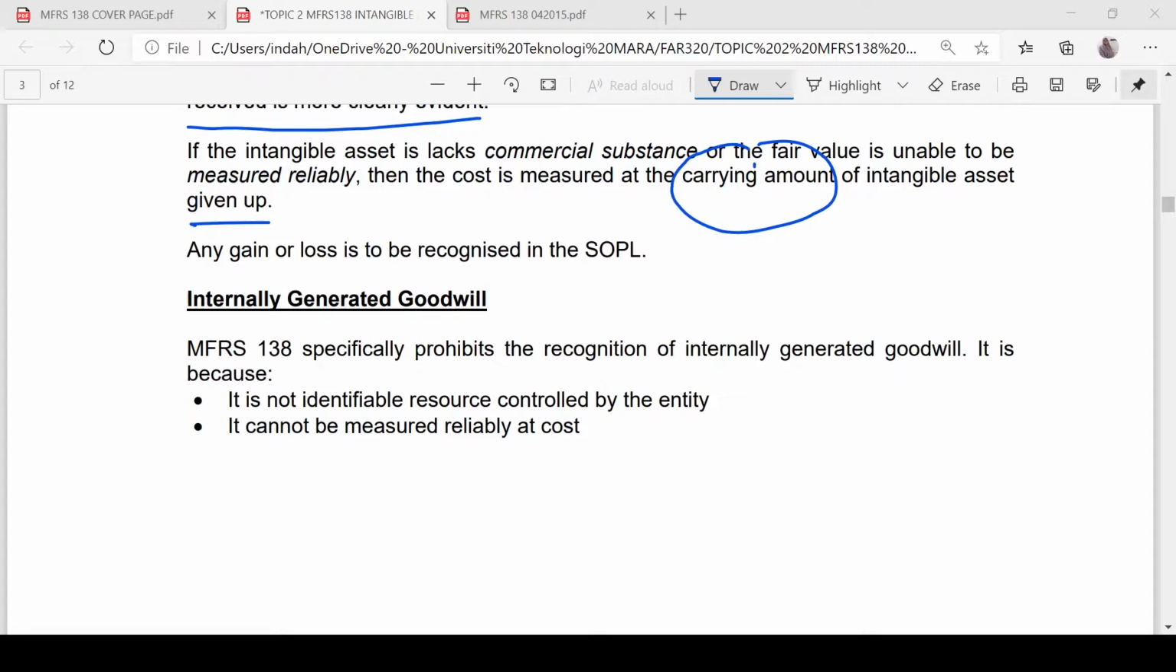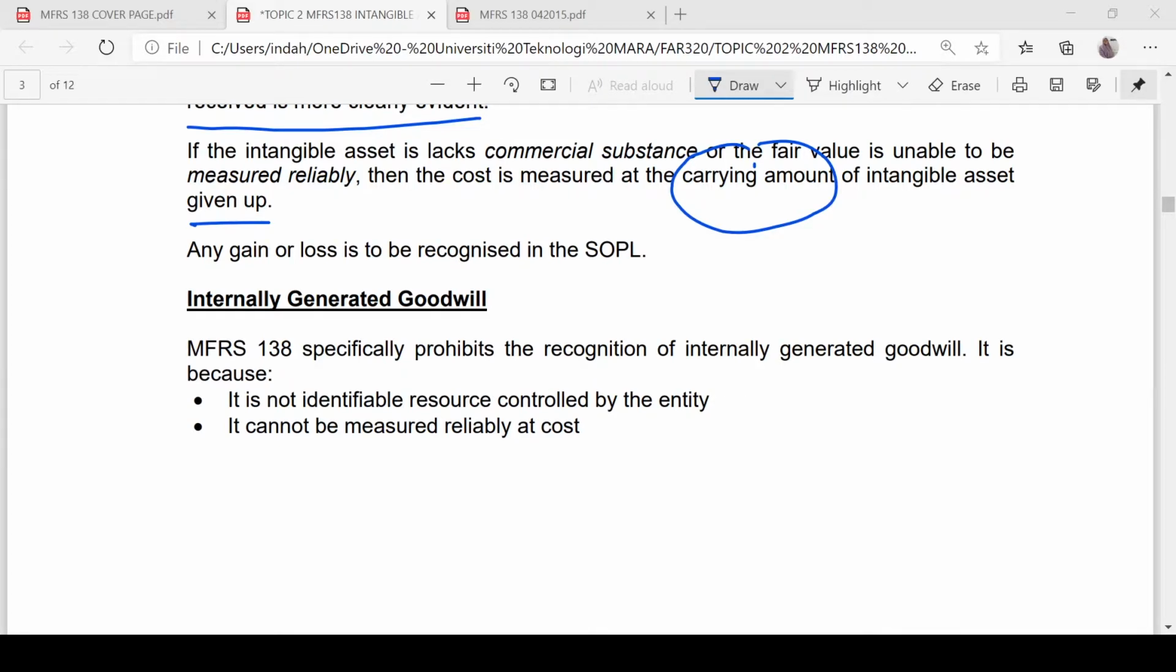But what about the standard? What does the standard say about internally generated goodwill? MFRS 138 specifically prohibits the recognition of internally generated goodwill. It is because, number one, it is not identifiable. For internally generated goodwill, it is almost impossible to separate it, to transfer it, to sell it separately, and there is no contractual or legal right saying that you own this business name or business reputation. It is not an identifiable resource controlled by the entity.